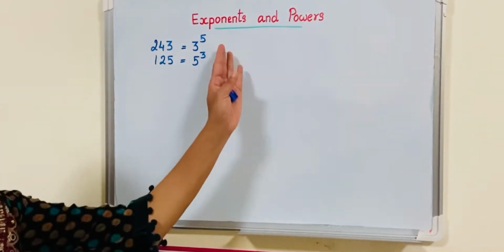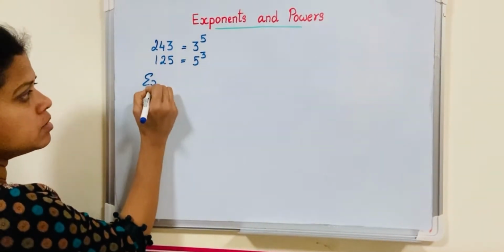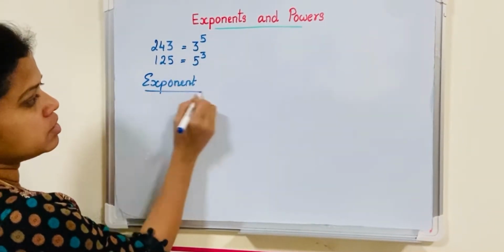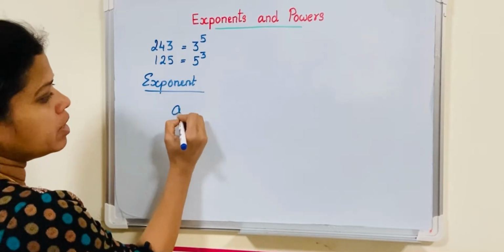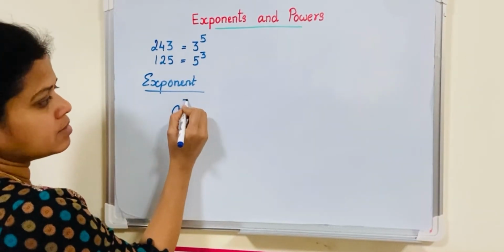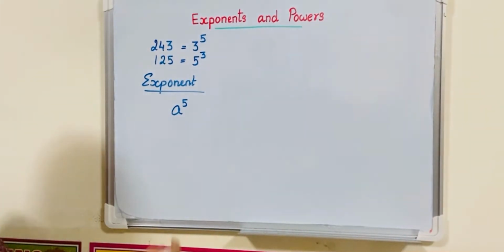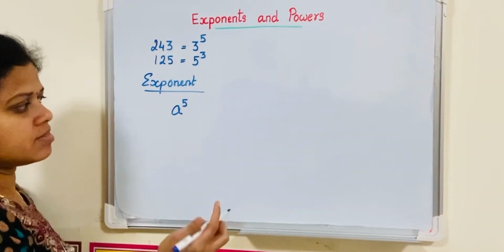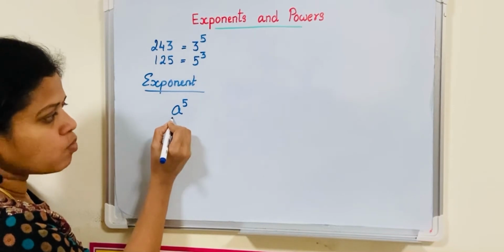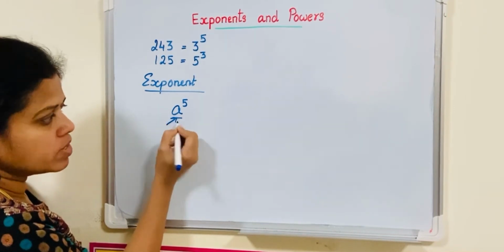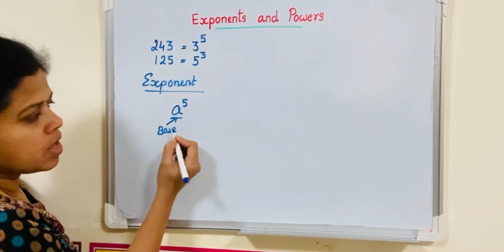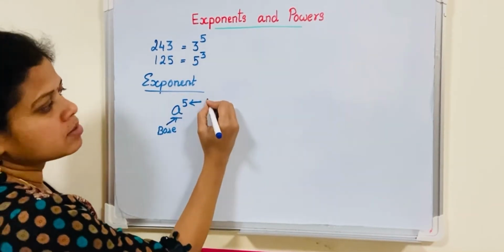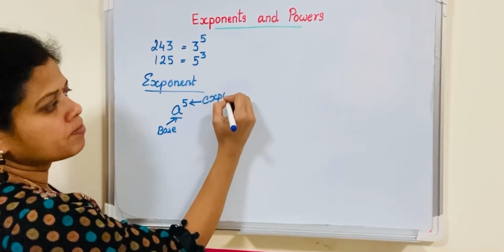And what is meant by an exponent? This is called the exponent. If a number is shown like this in a mathematical representation, this A is called the base. And we will call this 5 the exponent or power.